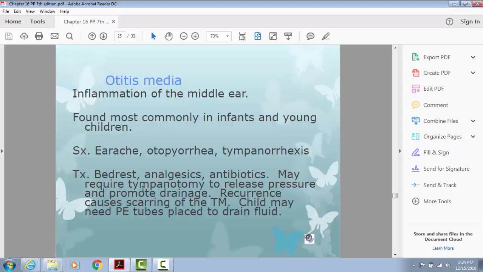So what the typical treatment is, if a patient or a child has more than 3 to 4 ear infections per year, they're referred to what's called an ENT, which is an ear, nose, and throat doctor. At that point, the child may need to have PE, which stands for pressure equalizing, tubes placed in to drain the fluid. And so that promotes the fluid from the inner ear to drain to the outer ear without building up and causing that infection.